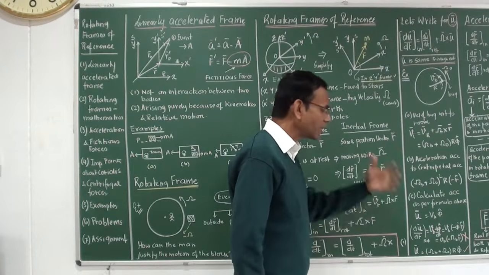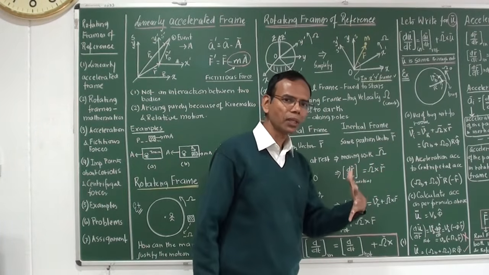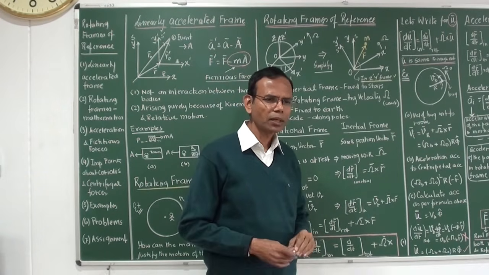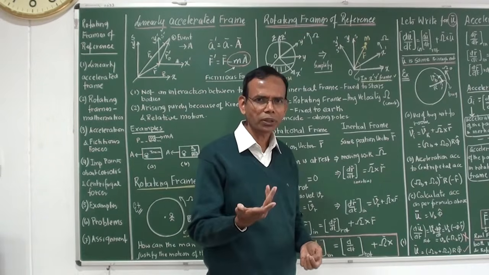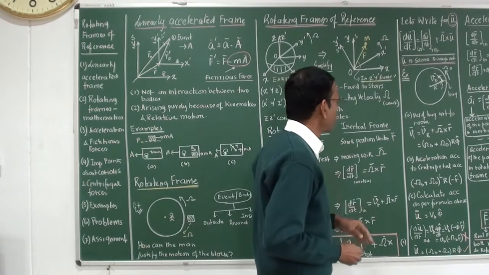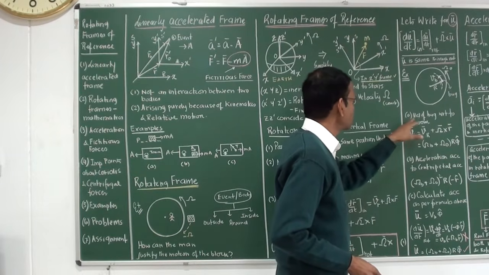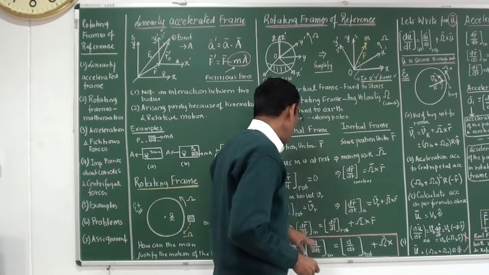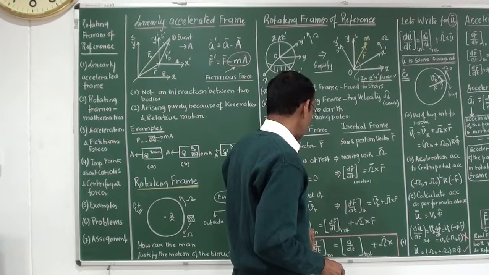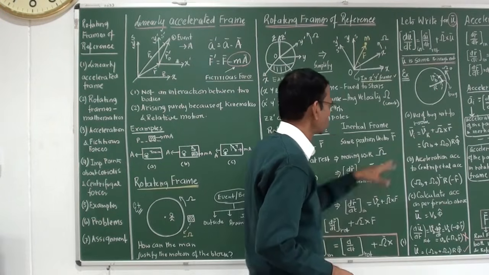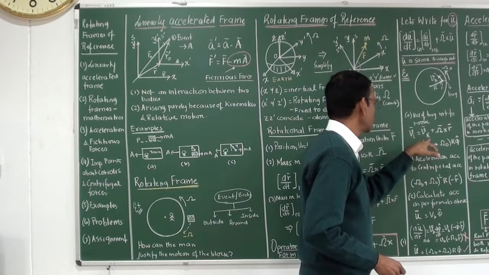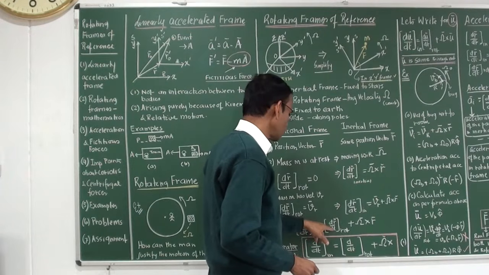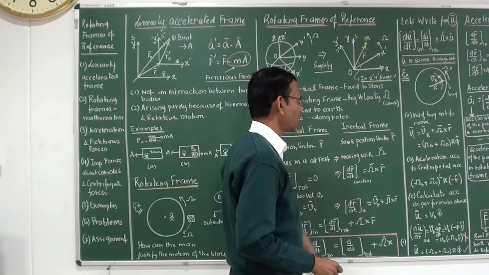So what will be the final velocity observed from the inertial frame? There are two ways one can do it. One can do it directly, because the final velocity is obtained by adding up the two velocities: the velocity of the bug with respect to the room. Otherwise you can use the same formula: V inertial is equal to V rotational plus omega cross r. That is what the formula is.